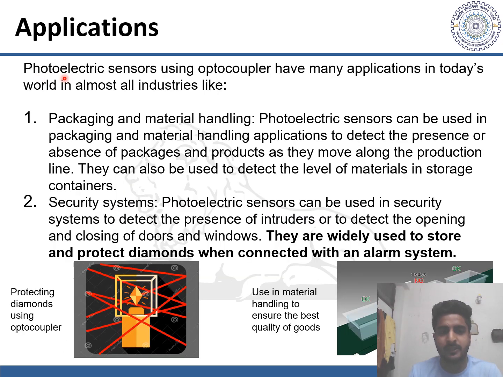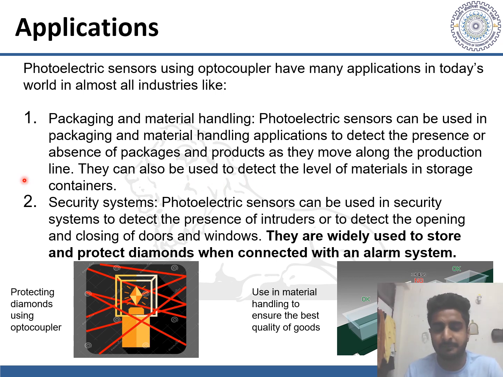So now I will talk about the applications of photoelectric sensors in optocoupler. They have a wide variety of applications in today's world in almost all industry. So the first is in the packaging and material handling industry. In the packaging and material handling industry, they are used to detect the presence or absence of packages and products as they move along the production line. They can also be used to detect the level of materials in storage containers.